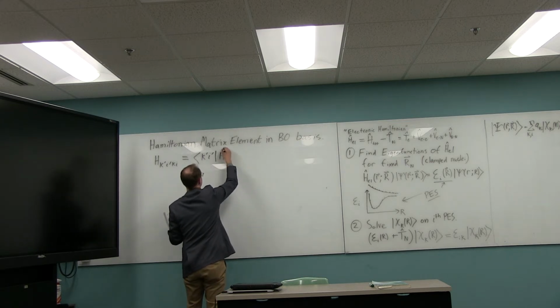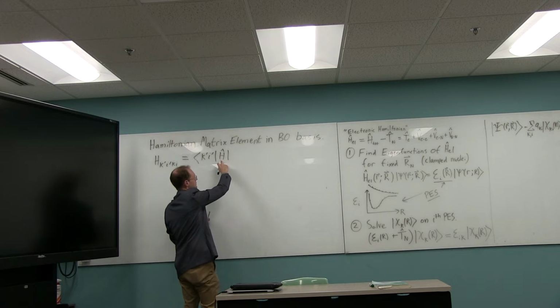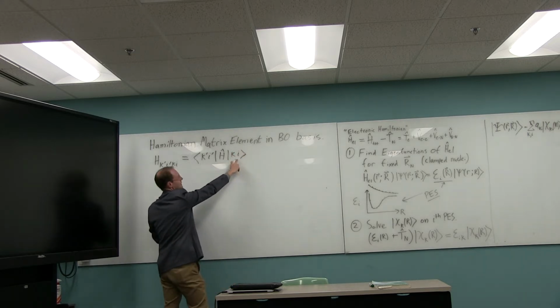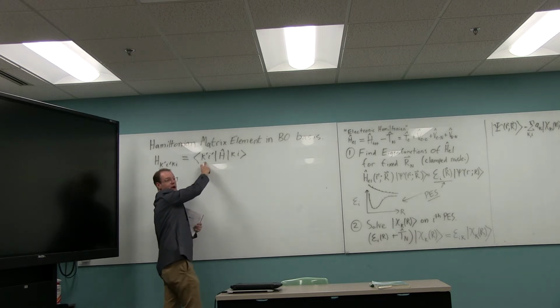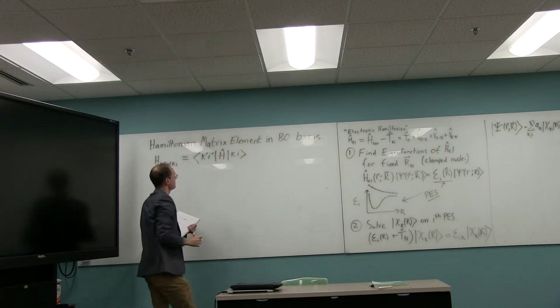and you take an overlap integral where you act the Hamiltonian on one state in a ket, but another state in a bra. Okay, that's just what I mean when I say matrix element.